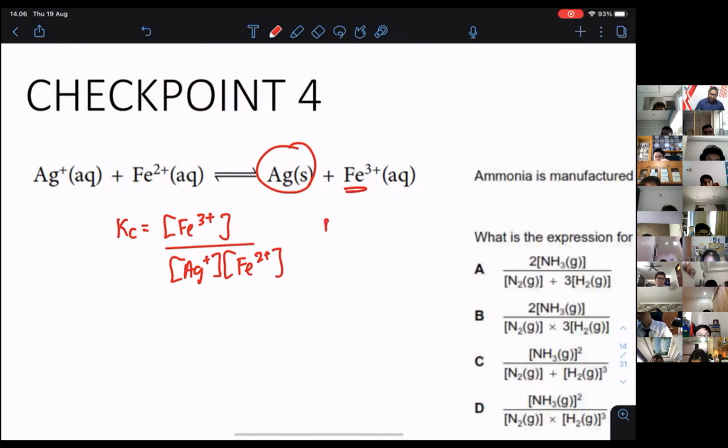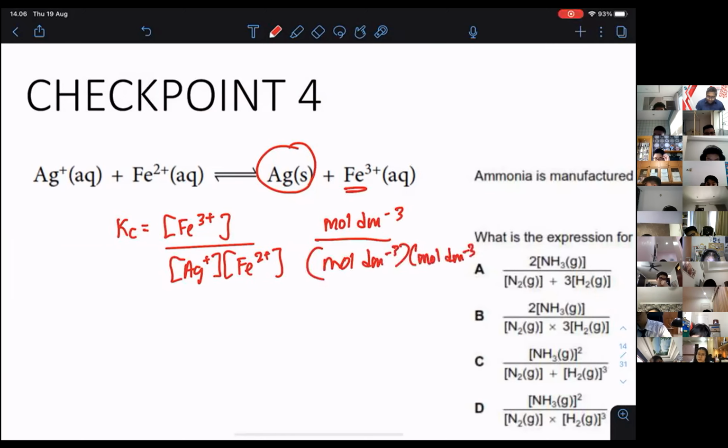And do remember, if they ask you to find out what is going to be the unit, quite simple. Concentration is mole per dm cube. And this one, mole per dm cube times mole per dm cube is mole per dm cube. If you want to write it twice also can. And then you cancel, it is 1 per mole per dm cube. If you bring it up, it's mole negative 1 dm to the power of 3. Sir, this is so easy. Do they ask in the exam?